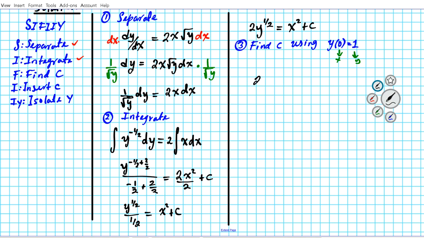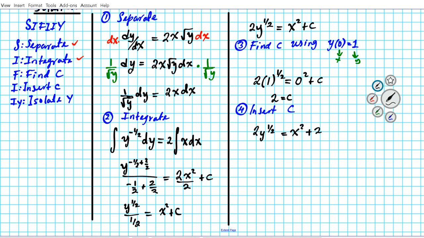So we're going to have 2 times 1 raised to the 1/2 equals 0 squared plus c. 1 to the 1/2 is the square root of 1, which is just 1. So 2 times 1 is 2. 2 is equal to c. Okay, so next we're going to insert c into the answer that we got here, right there. So we're going to have 2y to the 1/2 equals x squared plus 2.